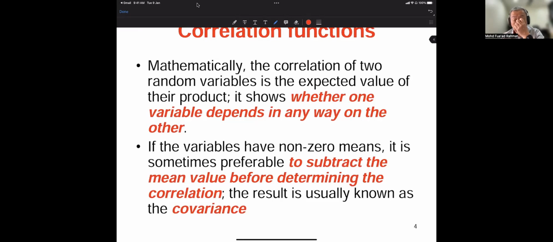If the variables have non-zero means, it is sometimes preferred to subtract the mean value before determining the correlations. Some signals have a DC offset, so we have to remove the DC offsets in the pre-processing of the system ID procedure. And this will help to find another term that we call the covariance.